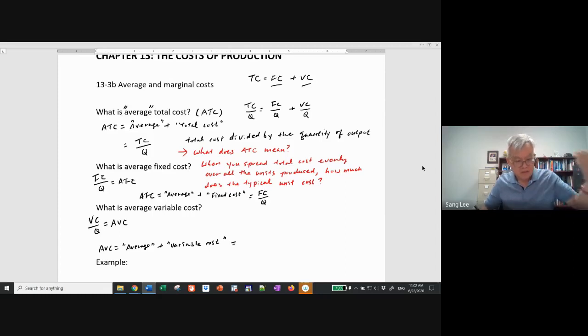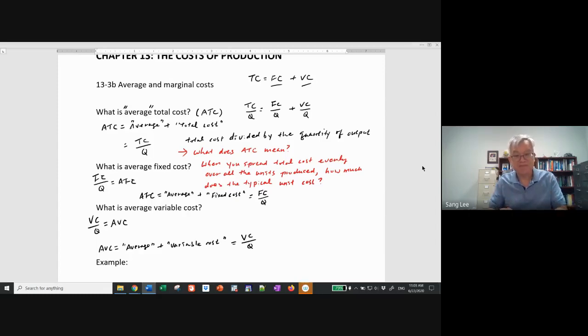So simply, average means we understand something in the context of a quantity. So you divide variable cost by quantity. That means you produced a given amount, then if you spread all the variable cost over the units you produced, how much variable expense does the typical unit incur? That is average variable cost.